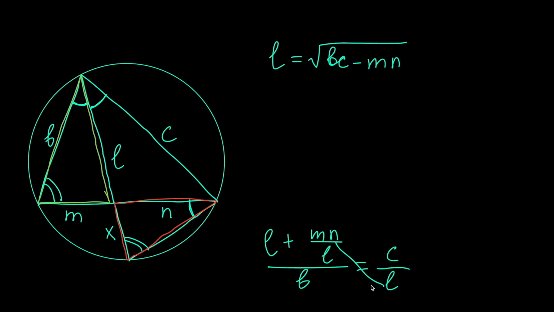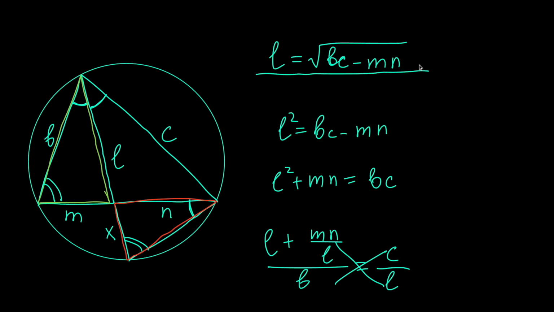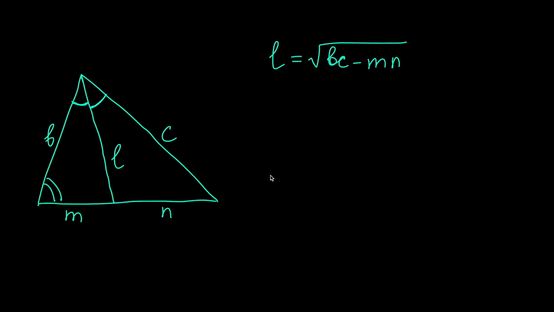Now we just have to use the cross product property of this proportion. We're gonna have L squared plus MN over L multiplied by L, which is just MN, and this all equals BC. This means that L squared equals BC minus MN, which obviously implies the original formula that we wanted to prove. This proof, in my opinion, is the most elegant because it requires the least amount of evaluation. Now let's move to the second proof.